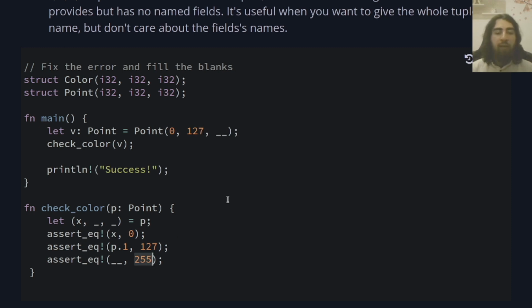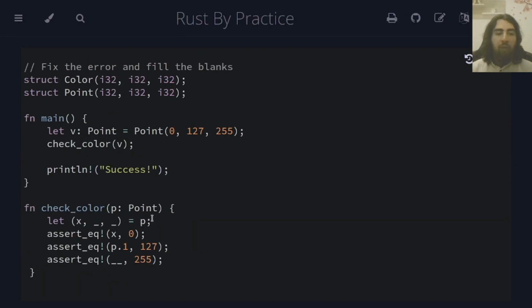So that means the last element should hold 255. And as you can see over here, we are destructuring. So the first element over here gets destructured into a variable x. Now the second one over here, we don't need to destructure, right? Because we are accessing it directly using the p instance. And the last one, let's call this z, okay?